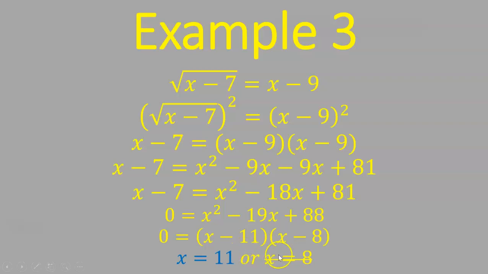The reason this is extraneous is if I go and back substitute, if I plug the 11 in, we're fine. 11 minus 7 is 4. The square root of 4 is 2, and 11 minus 9 is 2. No big deal. If I plug an 8 back in, we're fine on the left-hand side. 8 minus 7 is 1. But the square root of 1, it's saying is negative 1, and that's not true. So particularly, we need to check the side that's not under the radical and make sure it's non-negative. But 8 causes it to be negative.